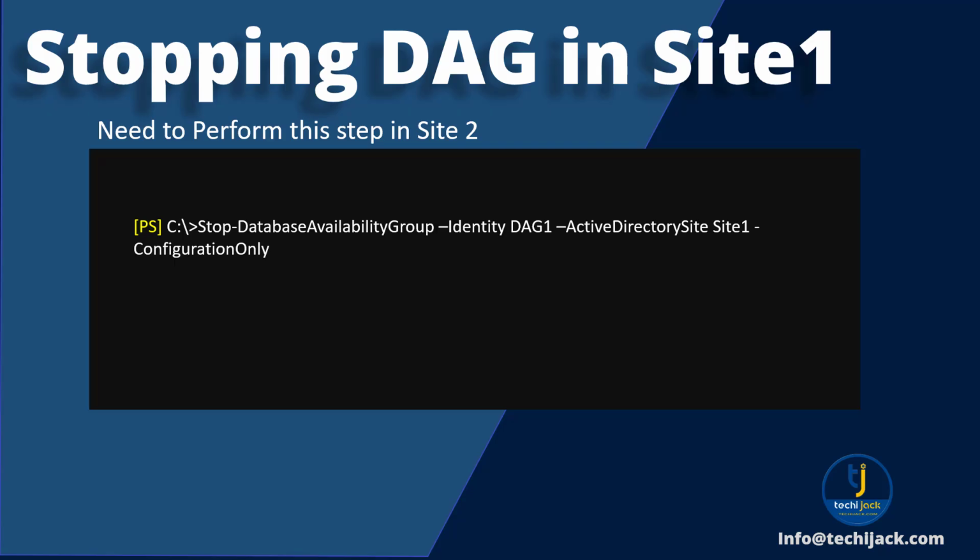Make sure to use the switch ConfigurationOnly because this change will be made to the DAC property in Active Directory, because it cannot reach across the network and access the DAC members in site 1. And once you run this command, it will show you a warning because it cannot communicate with the Active Directory on site 1. So you only have the option to accept it. So you have to type Y to accept that warning.